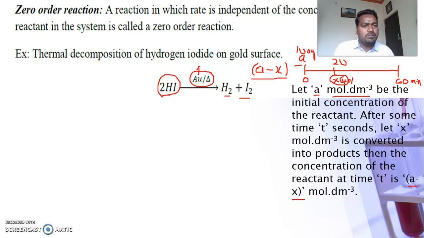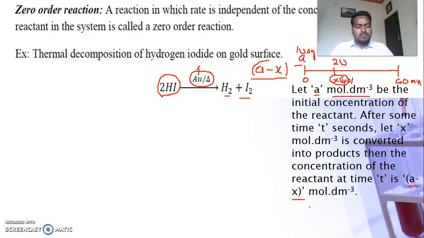Once again, if you are confused: in the beginning we have taken 100 gram at the 0th minute. When at 20 minutes 40 gram has reacted, what is the remaining amount of reactant? 100 minus 40. What is this 100? A. What is this 40? X. A minus X is the concentration of reactant which is remaining, and X is the concentration of reactant which has reacted.